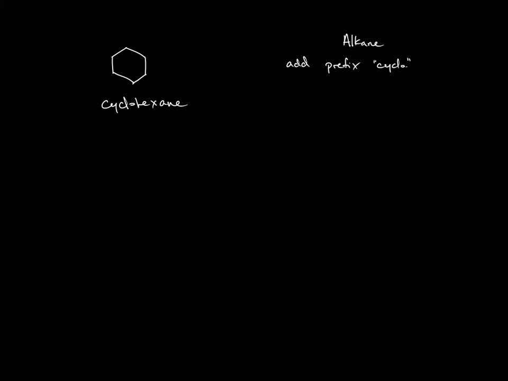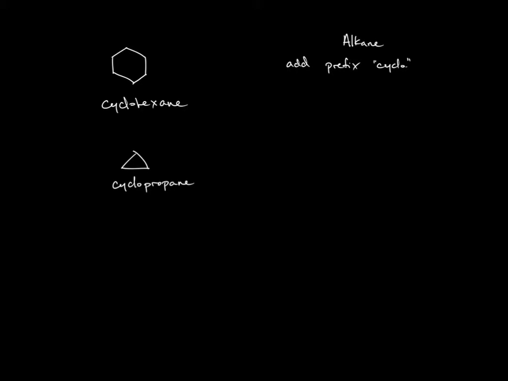Likewise, a 3-carbon cycle would be called cyclopropane, etc. There is no such thing as cycloethane or cyclomethane because the smallest possible number of carbons that can make a cycle would be 3. So they don't get any smaller than that.